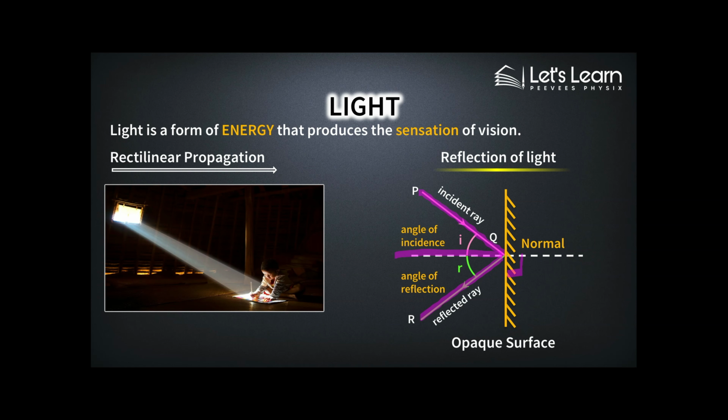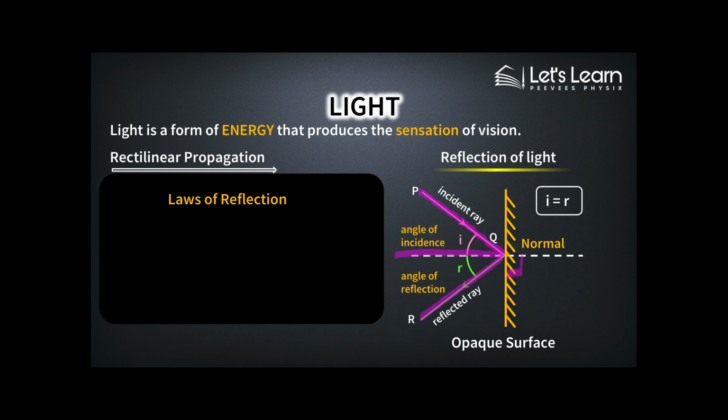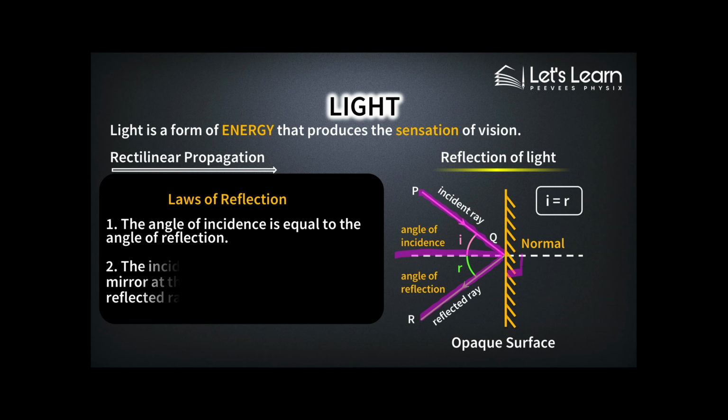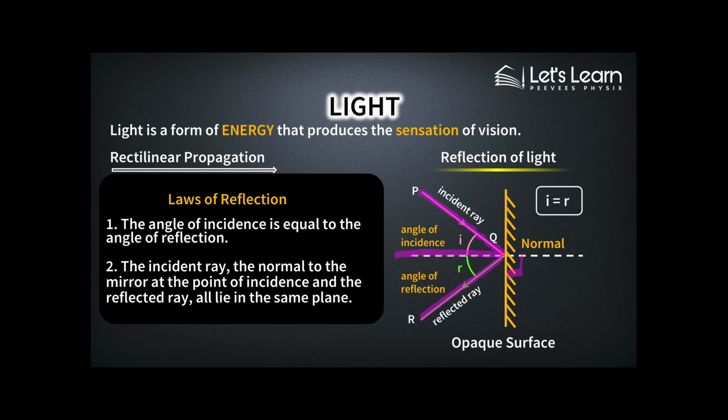And look at this picture. Are they equal? Yes, you will see they are equal, which means angle of incidence is equal to angle of reflection, which we call the law of reflection. So the first law of reflection is: the angle of incidence is equal to the angle of reflection. And there is one more rule. Look at the purple ones I drew over here. All of them are on a single plane, which means the incident ray, the reflected ray, and the normal to the point of incidence all lie on the same plane. That is the second law of reflection.